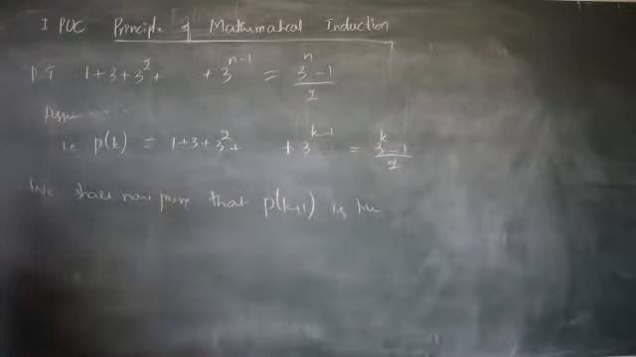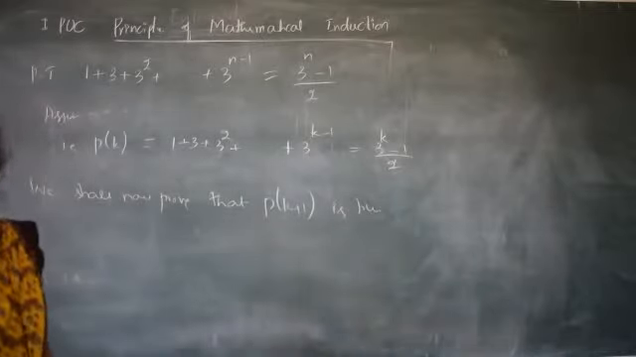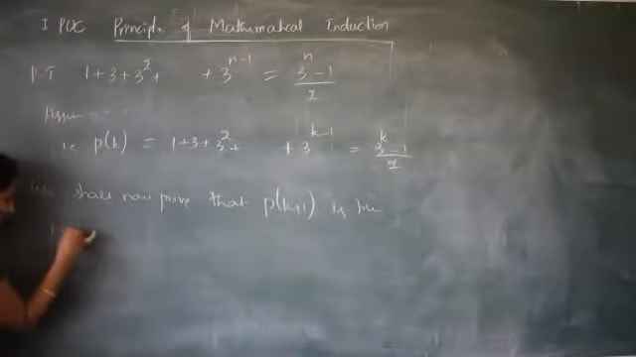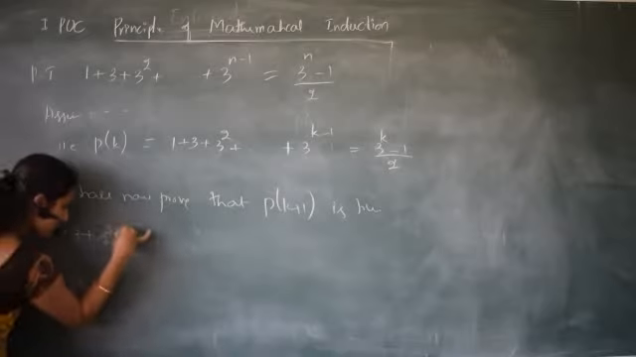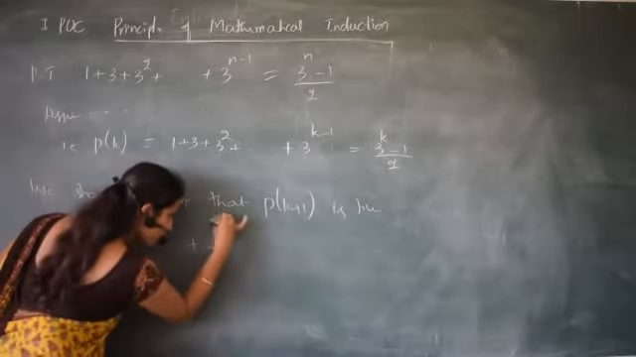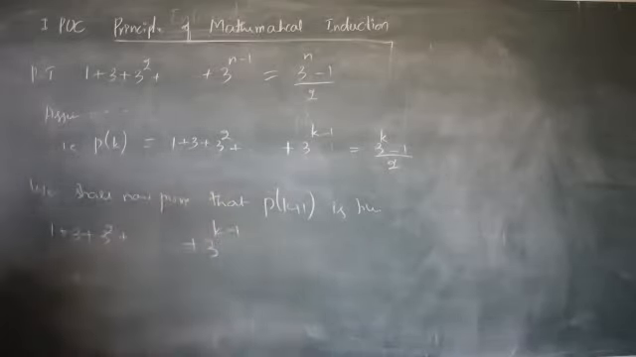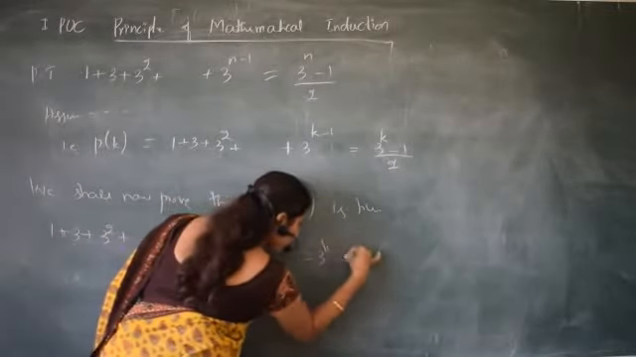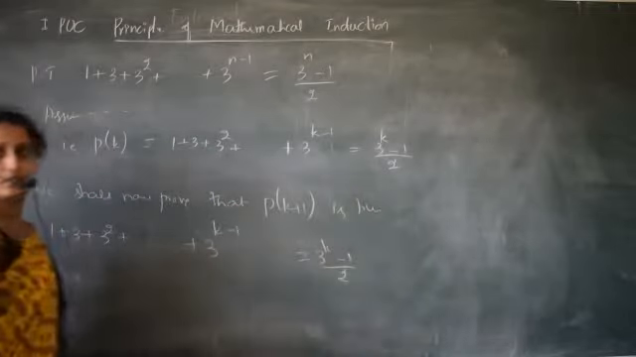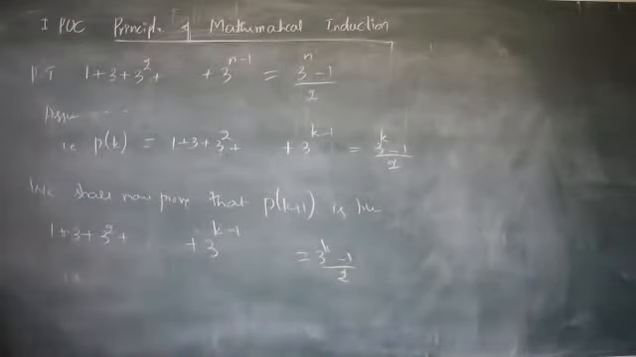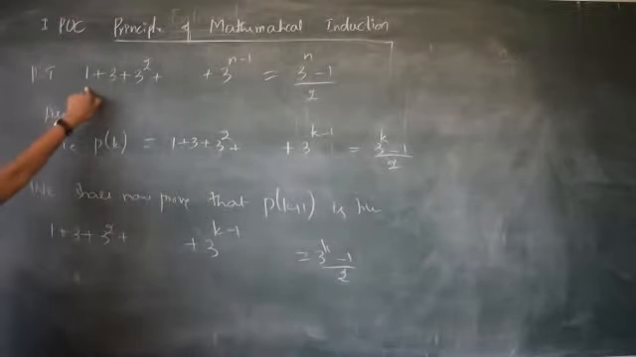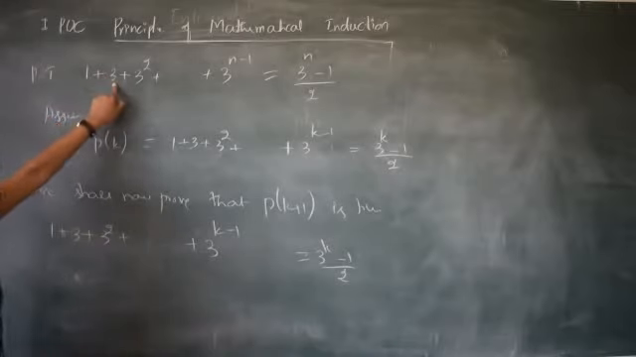Next we have to prove this for P of k plus 1. So we consider the kth term and we have to prove this for the k plus 1th term. We consider the kth term, 1 plus 3 plus 3 square, and so on up to 3 to the power k minus 1. The sum is 3 to the power k minus 1 divided by 2. But we have to add the next term. The first term is 1, that means 3 power 0. The second one is 3 power 1.